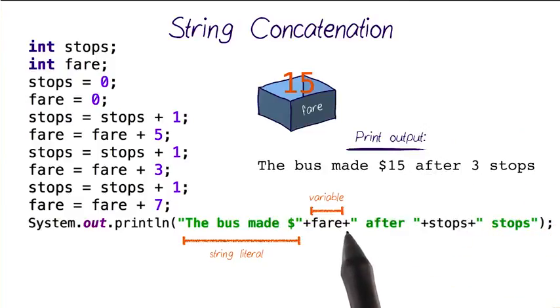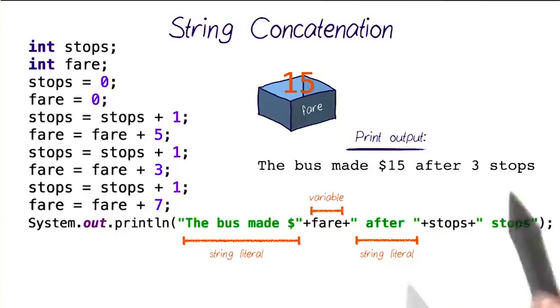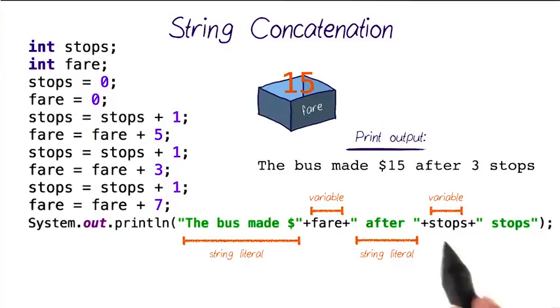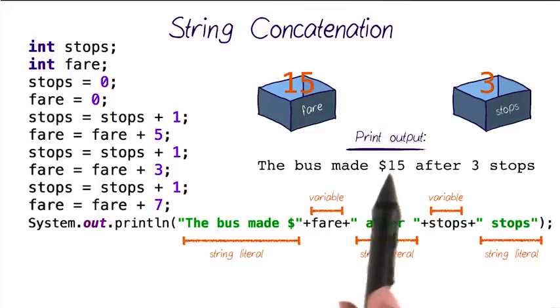And then another string concatenation happening here, but this time it's concatenating this string literal after. So that gets printed out exactly as it is. And then another string concatenation with the variable stops. So Java goes and looks up what's stored inside the variable stops, which happen to be 3. And that's what gets printed out. And then finally, the string literal stops. So with this instruction, our output becomes the bus made $15 after 3 stops. If each of those variables had different values in it, then the output would have changed.